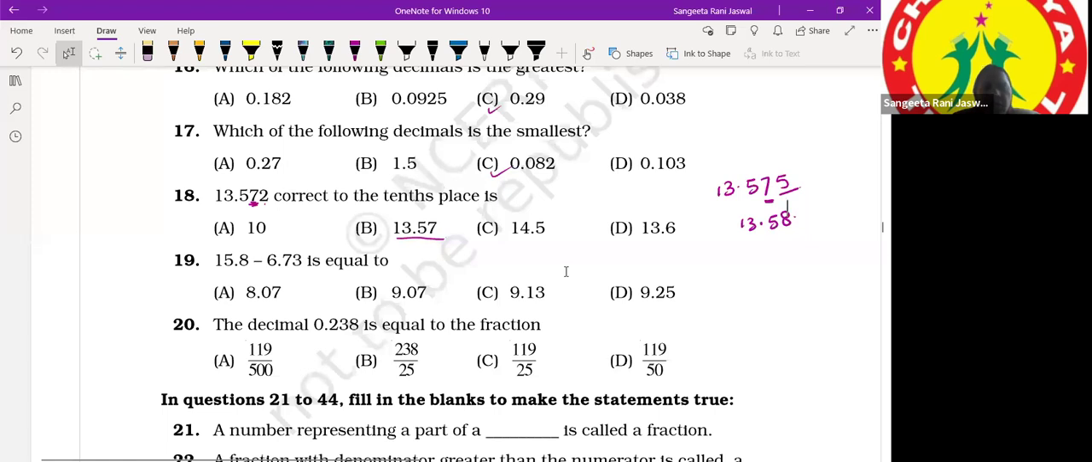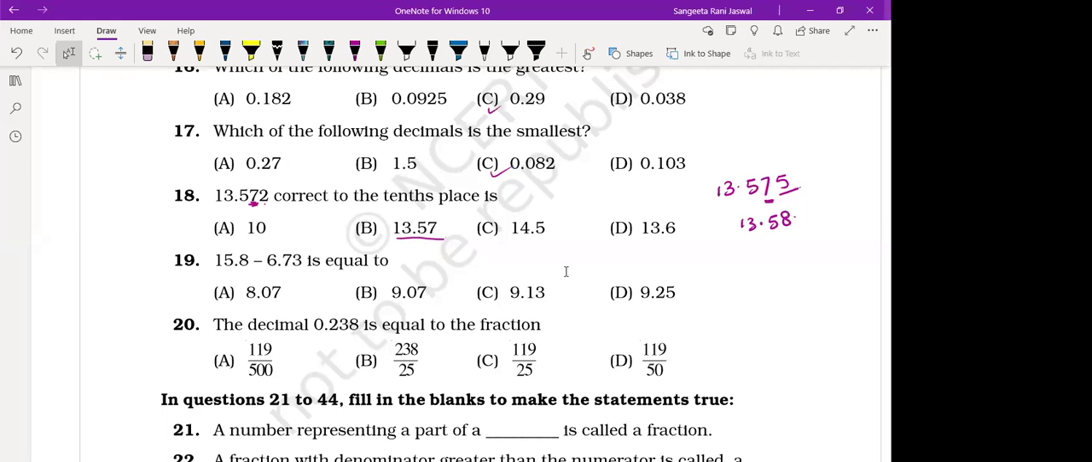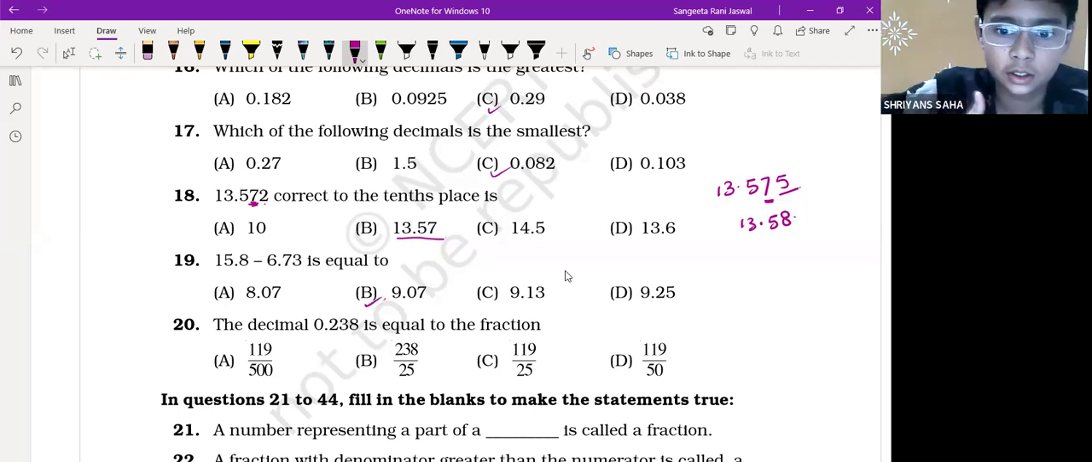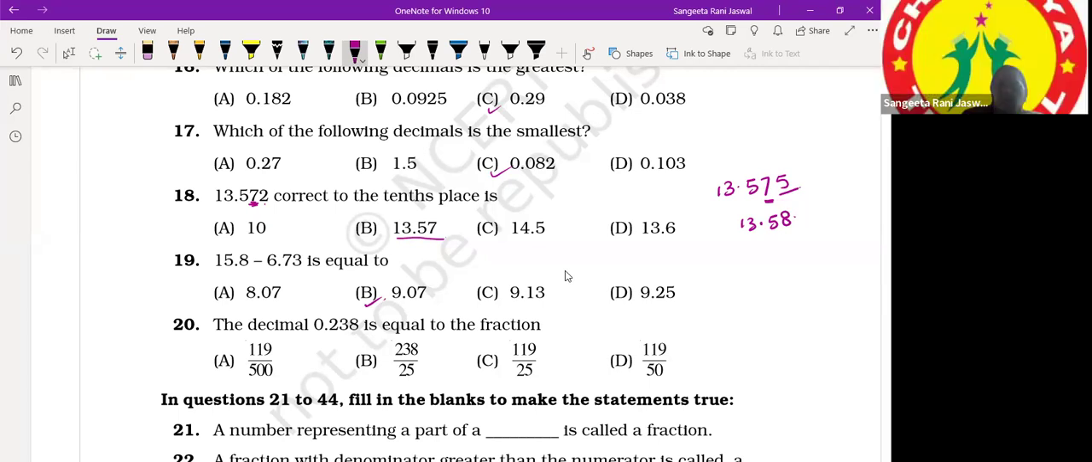Neha, 19th question. 15.8 minus 6.73. Everyone must do it in your notebooks. 9.07. Yes, children, is it correct? Okay, I'm taking your answer. Is it correct? Everyone must see. Yes, ma'am, it's correct.